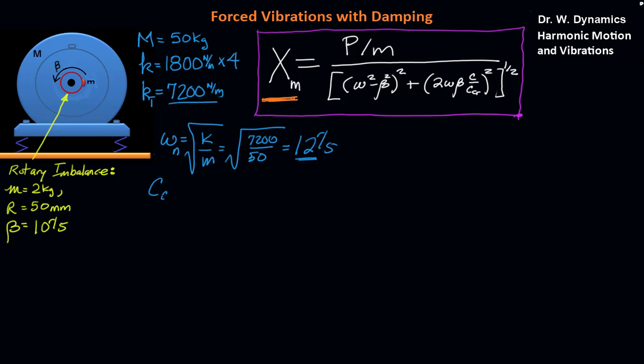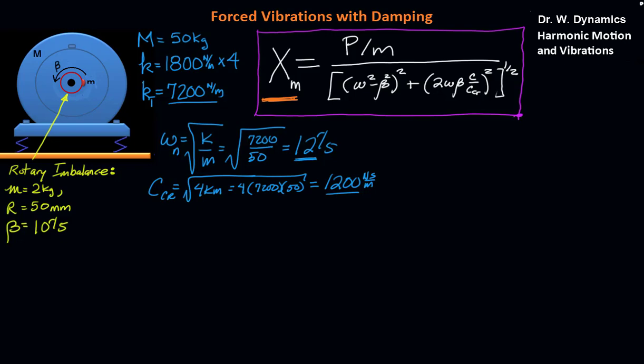We should calculate C critical just so we have it. It's the square root of 4 km, which will be 4 times 7,200 times 50. And that will give us a critical C of 1200 Newton seconds per meter. And again, this is just data that we can have.